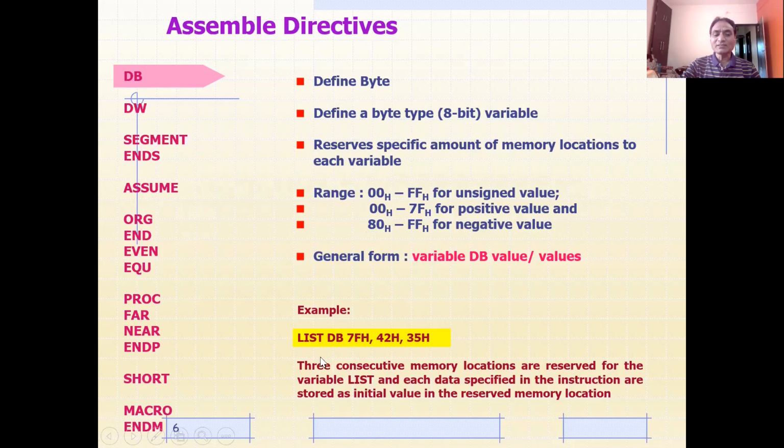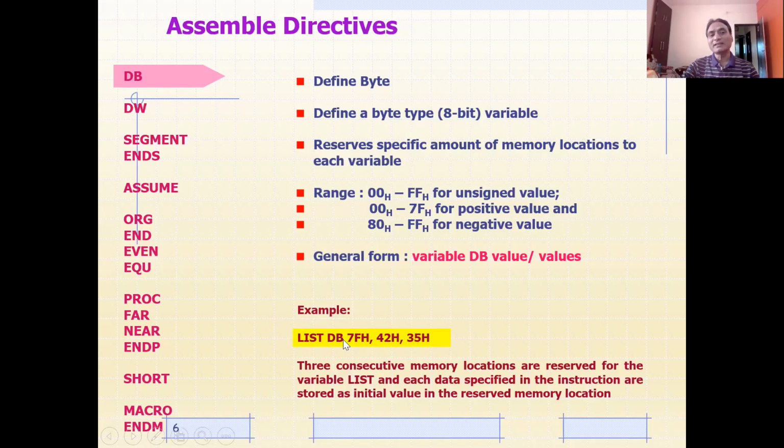This is one of the examples. You can see list db 7Fh, 42h, 35h. What does this mean? This means list is the variable, a one-dimensional variable rather, having 3 different elements. So define byte means we are going to define list as a byte type variable, and 3 different values are going to be allocated to the list variable.